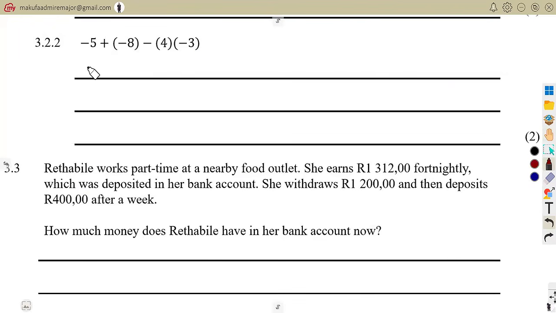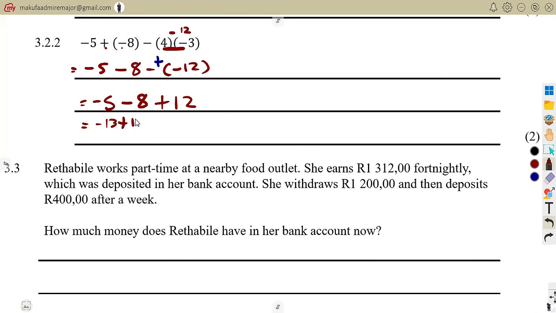Then we can simplify 3.2.2 in the same manner. That is minus 5 plus a minus, that's a minus. So that's minus 8. There we have a product again. We have 4 and minus 3, these two multiplying each other. So we are going to obtain minus 12, which is simply going to give us a plus. So we are going to obtain minus 5, minus 8, plus 12. Minus 5 minus 8 is minus 13. And we have minus 13 plus 12, which is minus 1. So this one is going to give us a negative 1 at the end.